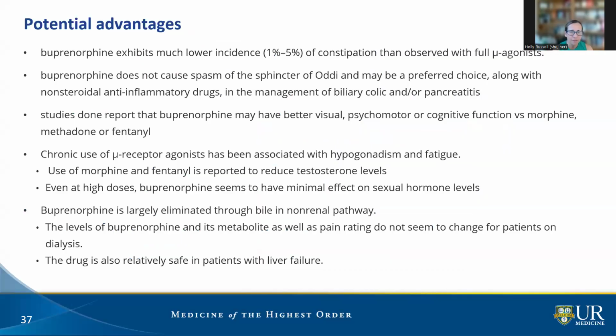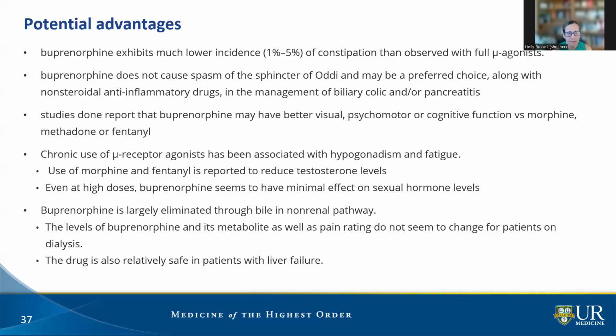This is some more of the same, but I want to make sure you understand some of these details. So it exhibits a lower incidence of constipation than is observed with the full agonist. Most of our patients do describe some constipation. Buprenorphine does not cause spasm of the sphincter of Oddi, and so may also be a preferred choice for pain and the management of biliary colic or pancreatitis. It may have better visual, psychomotor, or cognitive function as compared to morphine, methadone, or fentanyl.